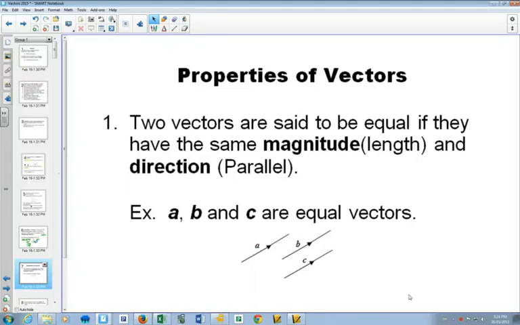Some properties of vectors. Two vectors are equal if they're the same. It's a good property. If they have the same magnitude and same direction. So it's not enough just to be the same length but in opposite directions. But if they've got the same length, in other words, same magnitude, and same direction, they don't have to start at the same spot.